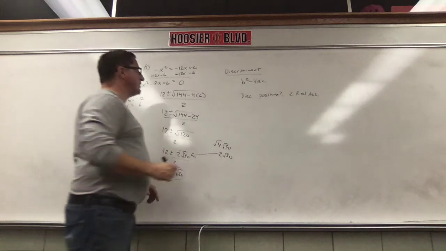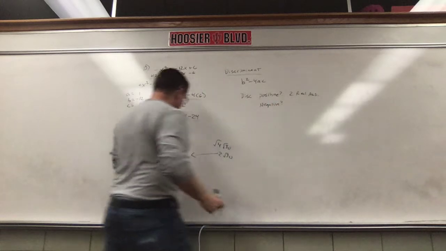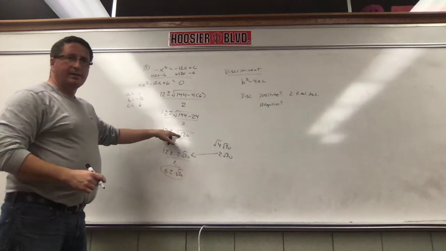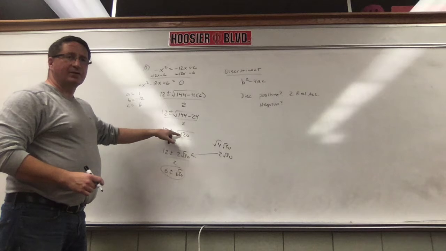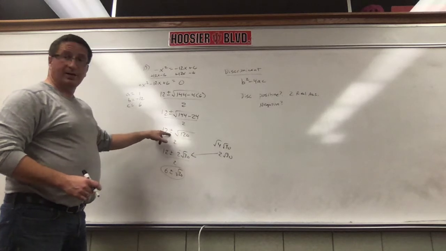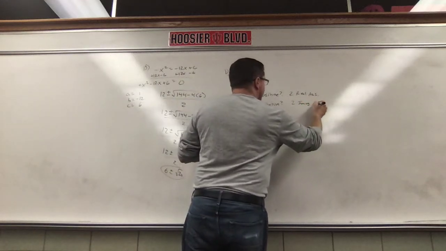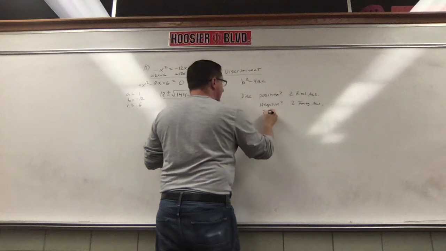Now, what if the discriminant's negative? If it's negative, that would have been a negative 120 right here. Answers would be imaginary, because whenever there's a negative inside the radical, it's imaginary. And how many imaginary? Two of them, because of the plus or minus. There's two imaginary answers.